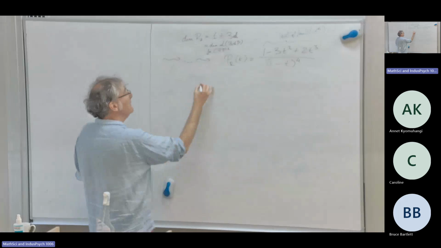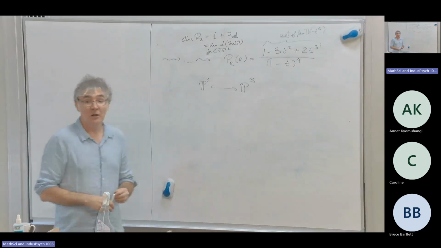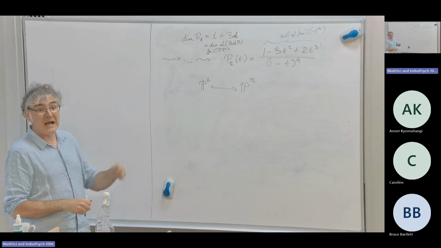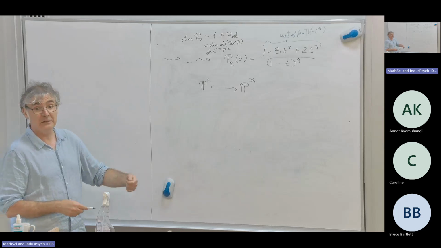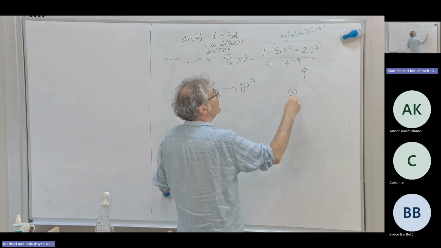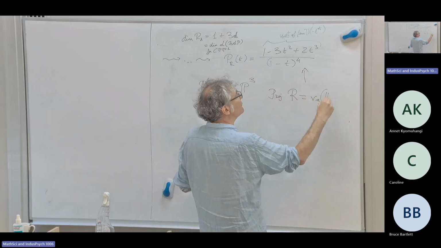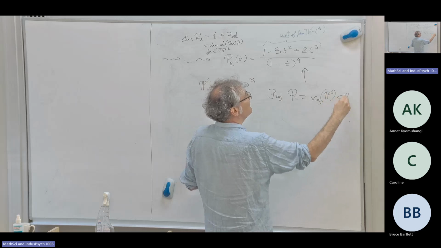And what is this embedding? This corresponds to the triple Veronese embedding of P1 into P3. So the ring I've taken is just a Veronese subring. So in this situation, the Proj of R is just the image of the triple Veronese of P1 inside P3.